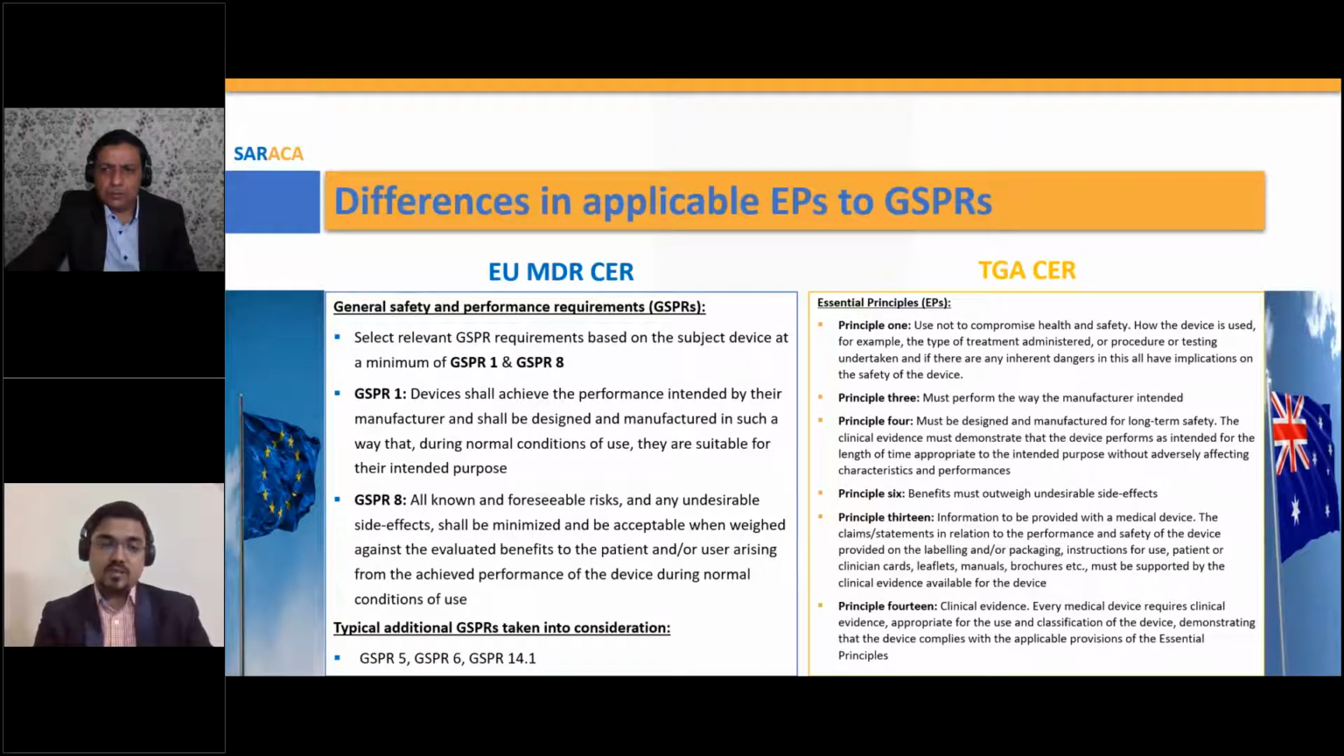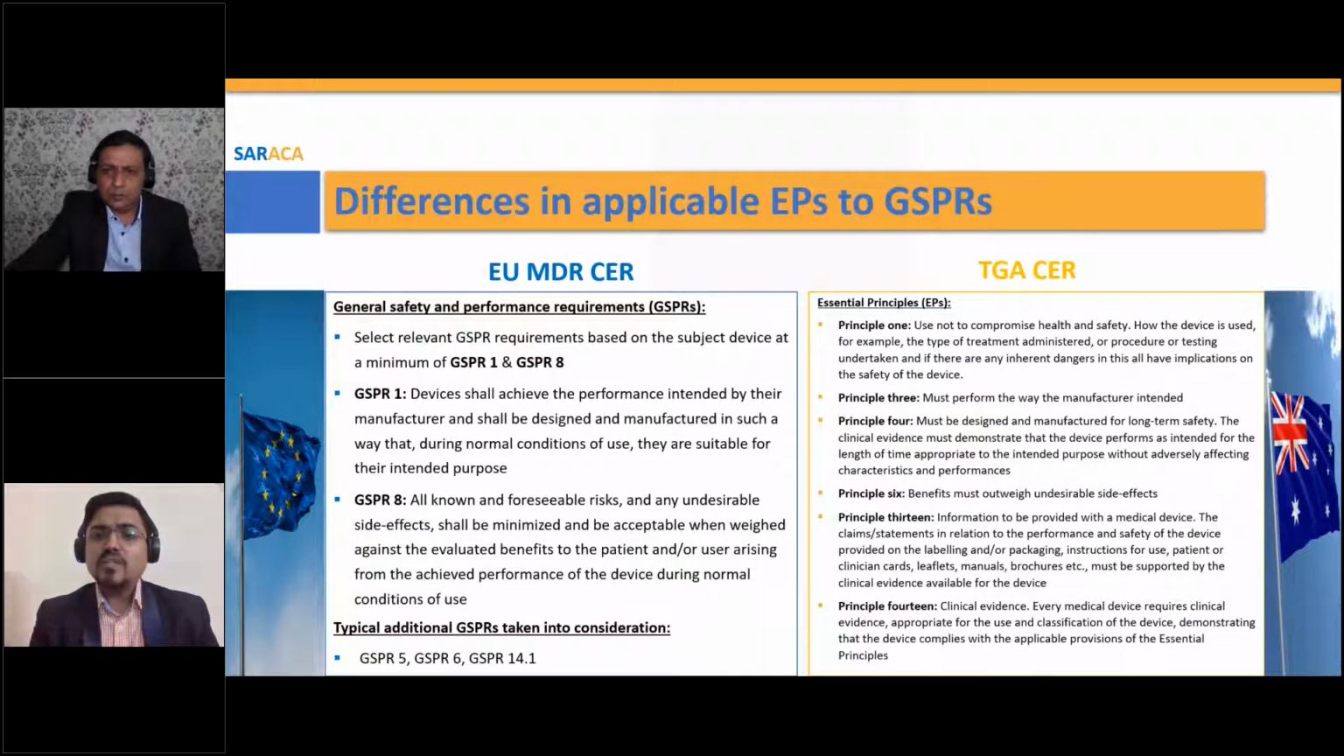But in GSPR, if you are going with a minimum requirement, if your device is lower risk, and GSPR 1 and GSPR 8 are enough to comply with the safety and performance of your device, then you can go with GSPR 1 and GSPR 8 only. So you can see there are only two requirements, so it seems easy. But my answer is no. If you look at the actual requirements of the essential principles, they are completely different from the GSPRs.